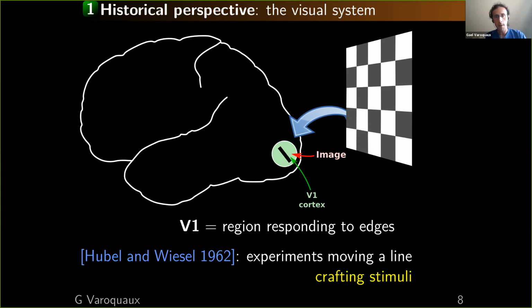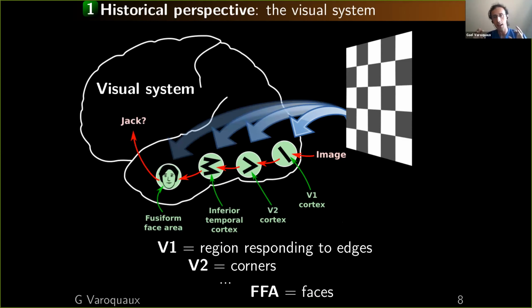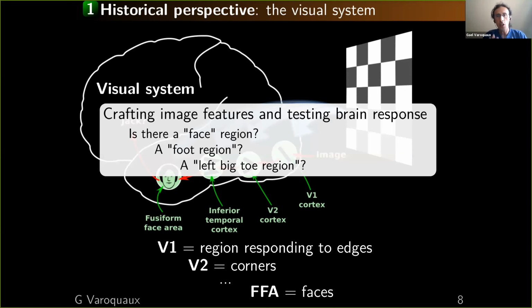People have come up with more and more complex stimuli and shown that different regions of the brain respond rather specifically to these more and more complex decompositions of the stimuli. And so we have this idea of a cascade of regions that are tuned to different aspects of the stimuli, going from low level to high level, ending up with regions such as the fusiform face area, which is understood as being tuned to faces. This whole agenda has worked by crafting features of images and presenting them to individuals, human or non-human, and testing brain response.